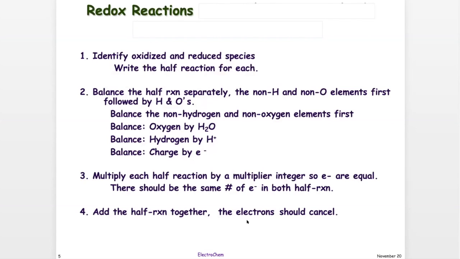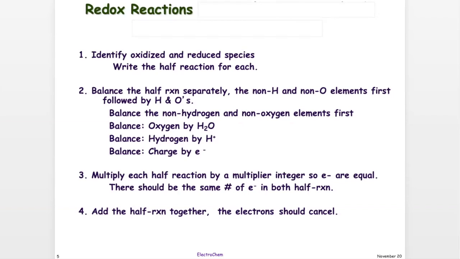Now let's take a look at balancing redox equations. When you balance a redox equation, you want to remember these rules. This is the best way for me to explain how to balance a redox equation. There are other methods out there, and the other method requires you to understand how to assign oxidation states. This just requires you to be mechanical in carrying out the process.